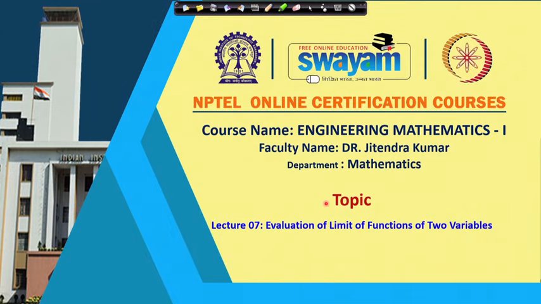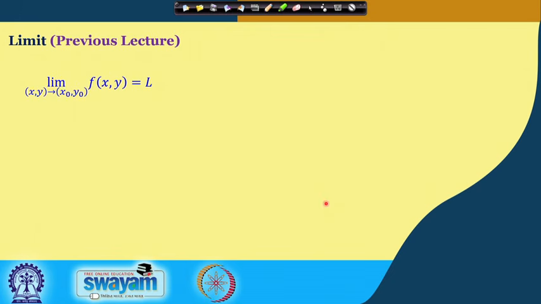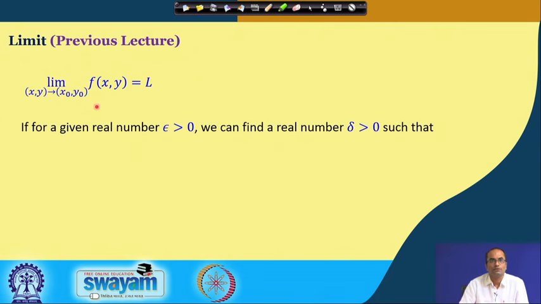So, welcome back to the lectures on engineering mathematics 1, and today we will be talking about evaluation of limit of functions of two variables. In the previous lecture, what we have seen is that the limit of f(x, y) as (x, y) goes to (x0, y0) is equal to L. It was defined using the epsilon-delta approach.